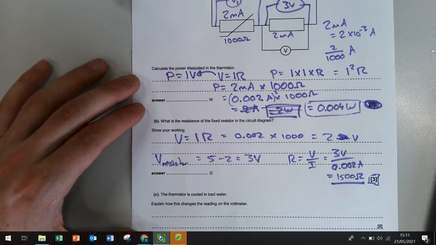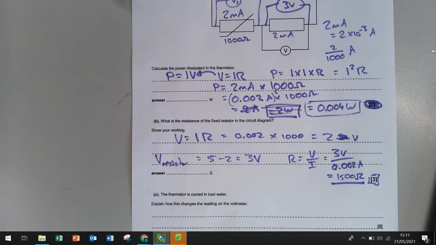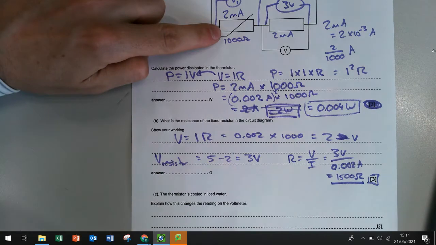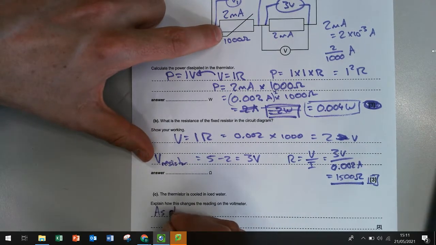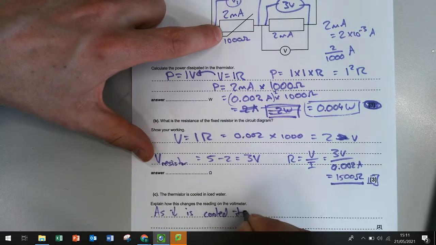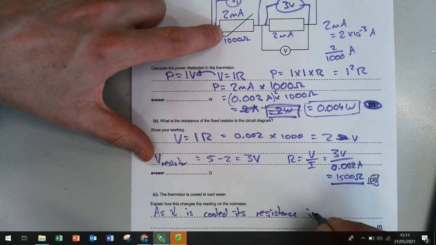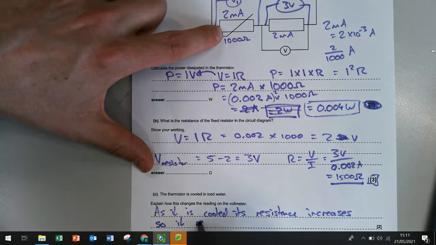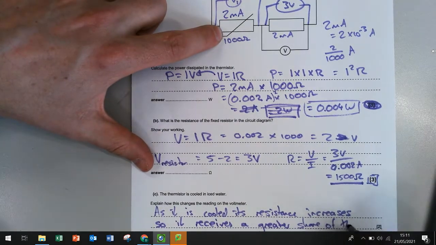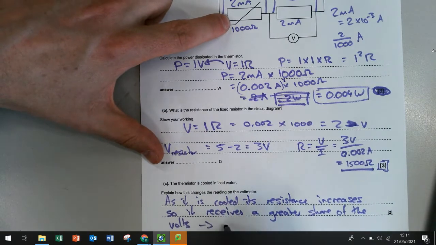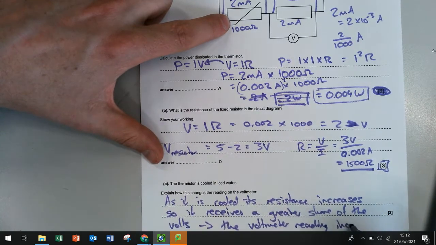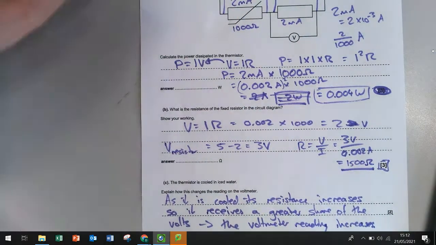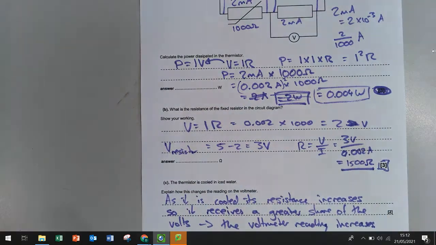Okay, the final question is part C. Pause the video now and try this question. So this is the thermistor. So what happens when it's cooled? As it is cooled, its resistance increases, so it receives a greater share of the volts, which means the voltmeter reading increases. So we have to remember that in a series circuit, the greater the resistance, the more potential difference there will be across that component.